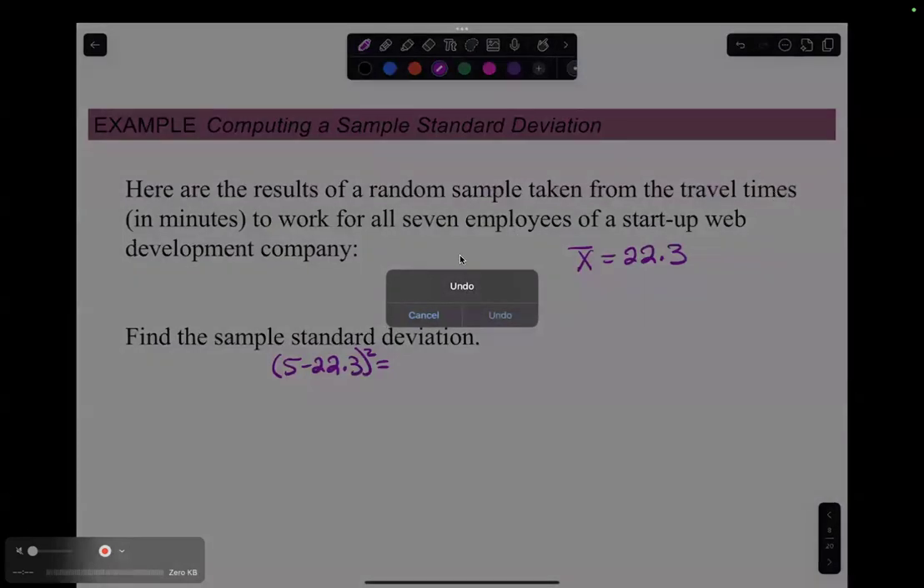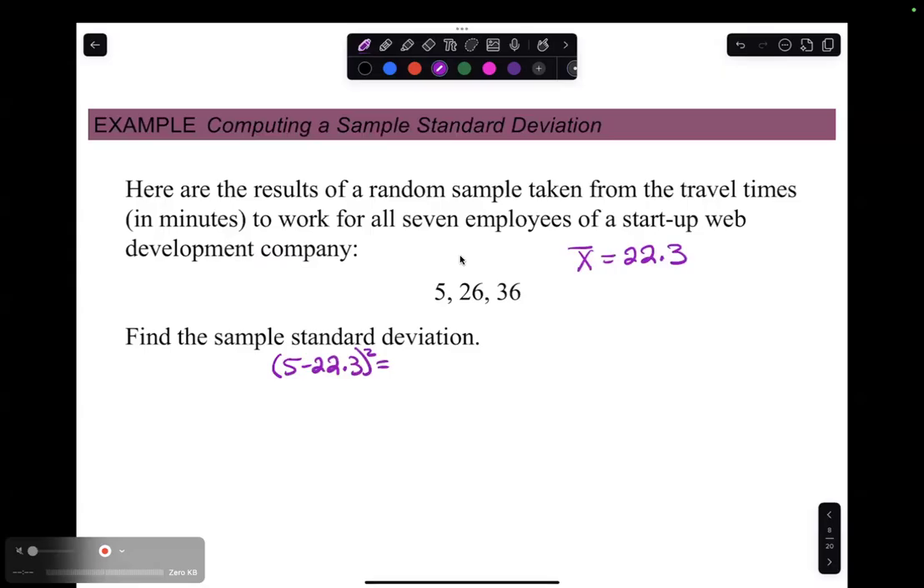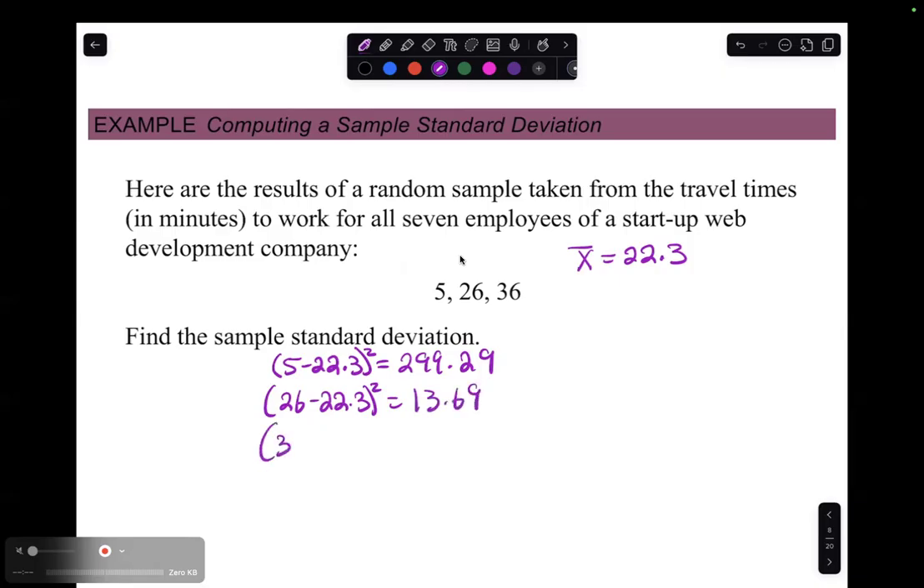299.29. 26 minus 22.3 squared. 187.69. Once again, we're going to add these 3 things together.